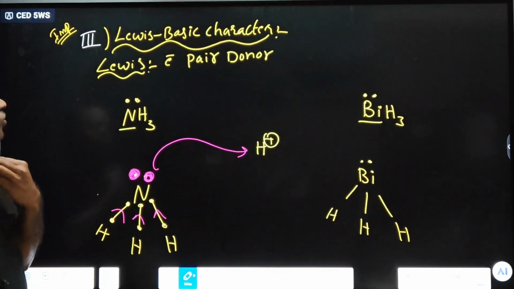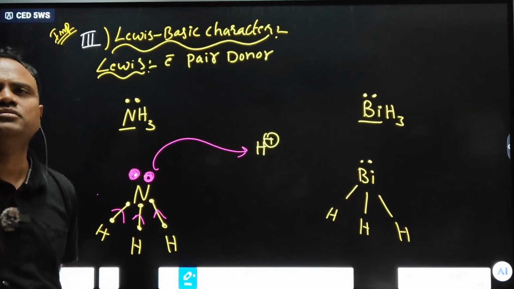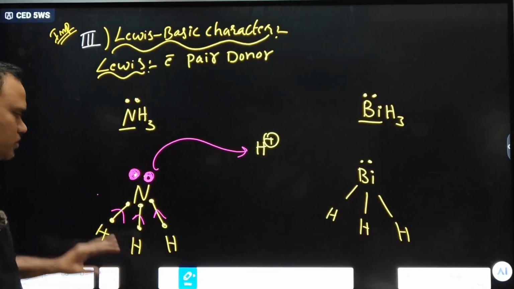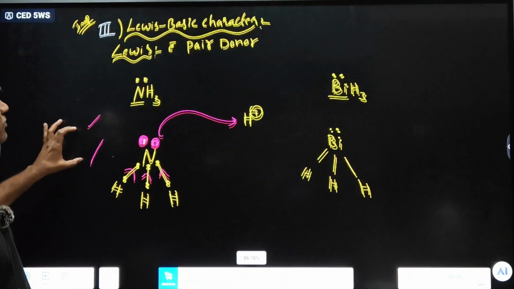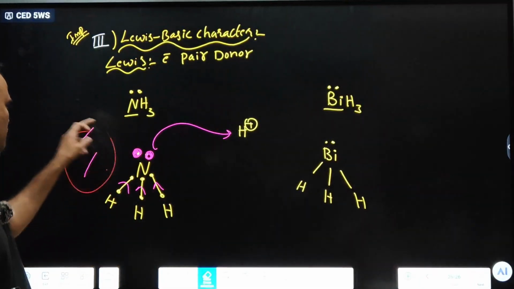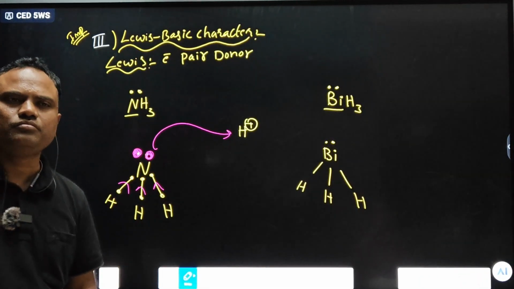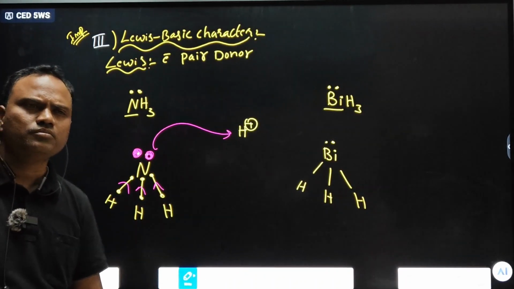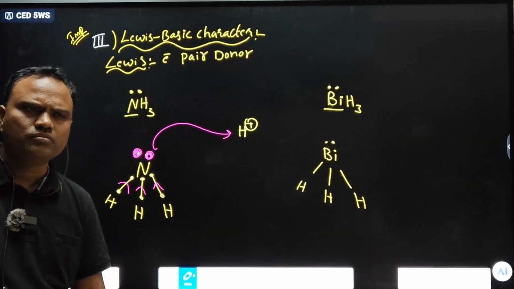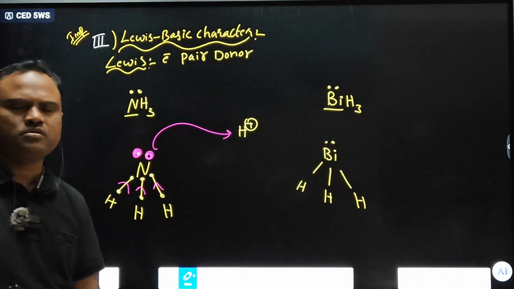Adiba, why is ammonia a good Lewis base? Did you get the concept? Please tell me. Why is ammonia a good Lewis base? Bhakti, why is ammonia a good Lewis base? More electronegative, so electron density on small size nitrogen increases, hence its tendency to donate electrons. Donate. So it is a good Lewis base.